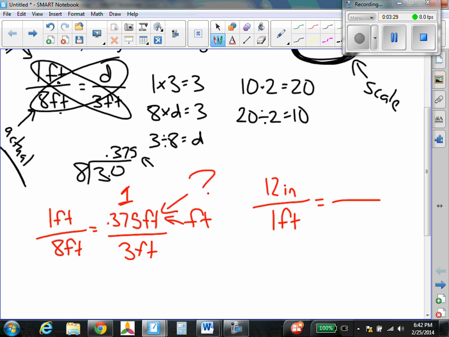I'm going to give you some time to think. Okay, I'm tired of waiting on you. So now it's 0.375 feet. My units line up. Now, check this out. I do my cross products.